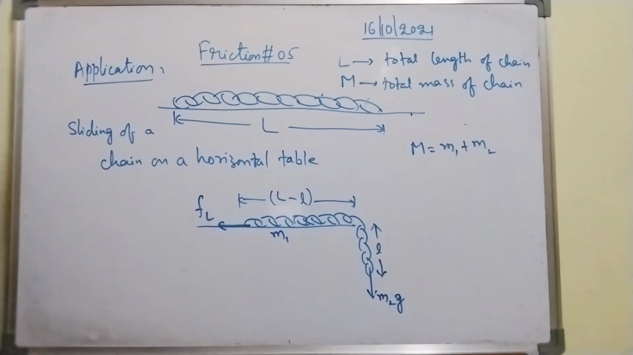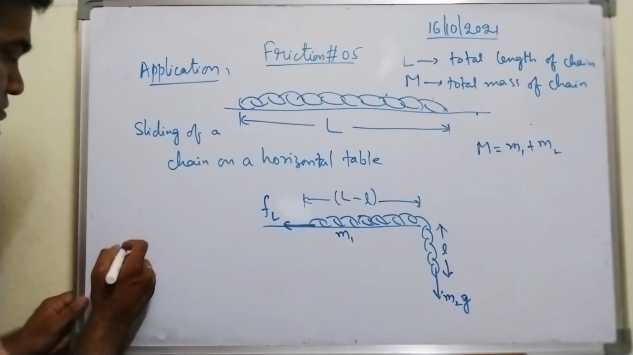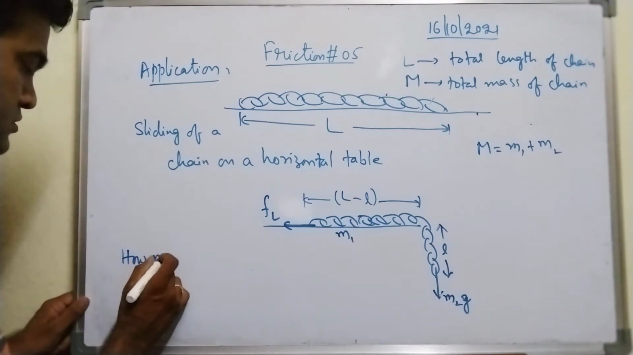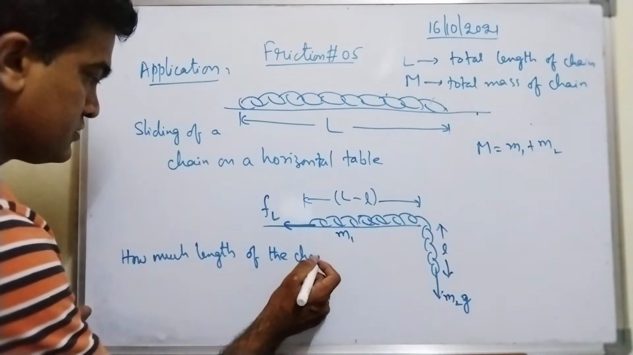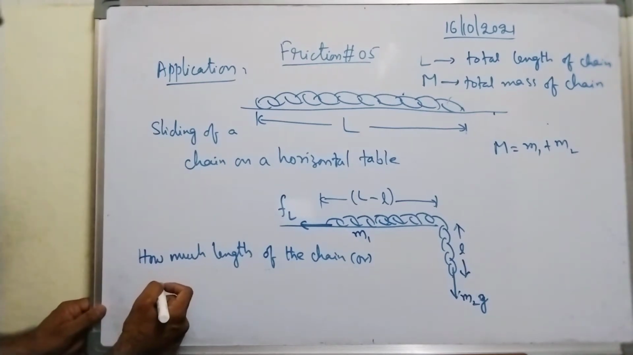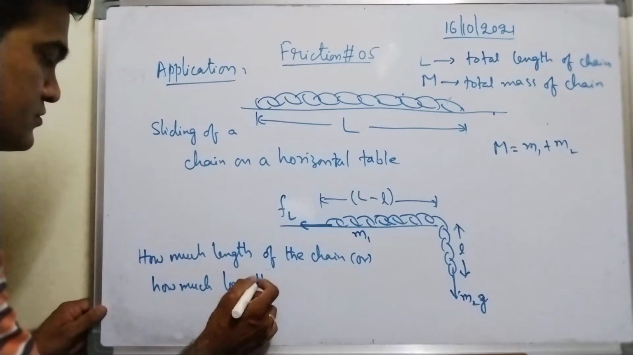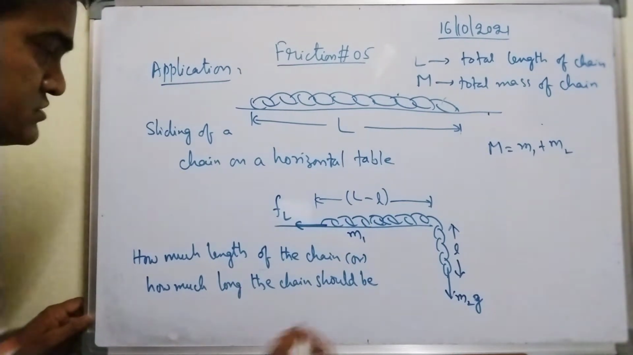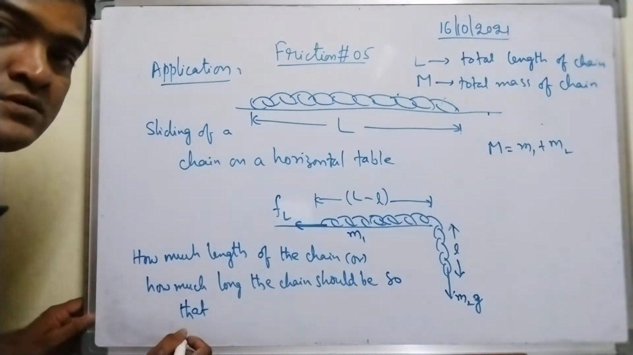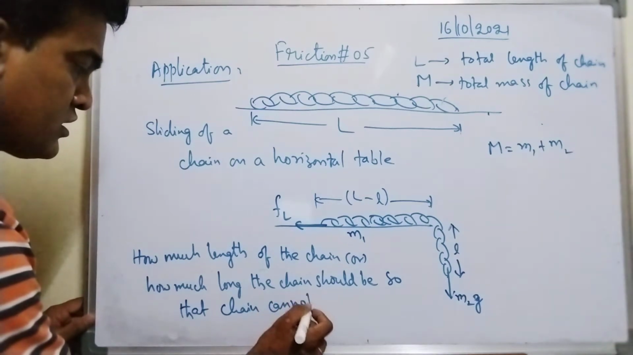For L minus l length, what is the value of l? I can write the question like this: how much length of the chain, or how long the chain should be hanging, so that the chain cannot slide down.